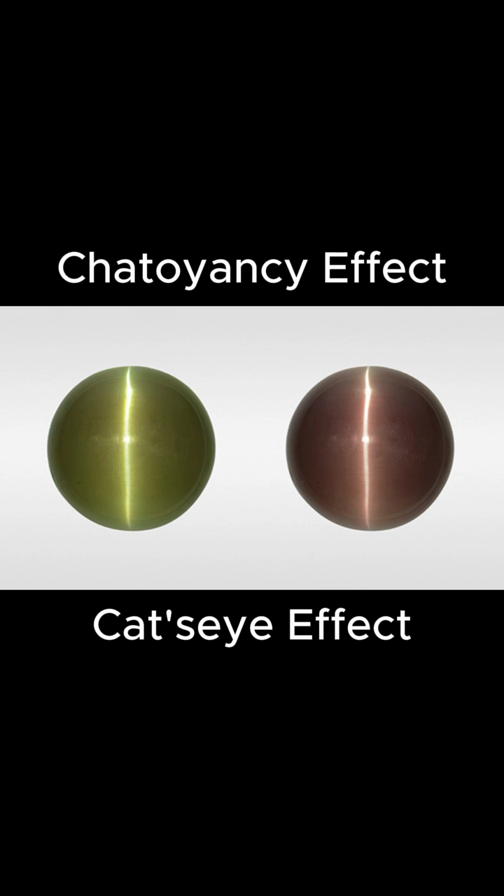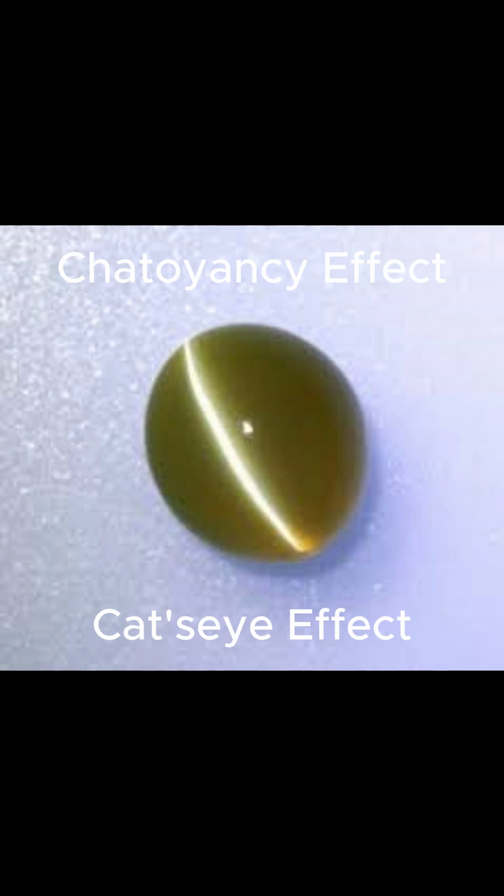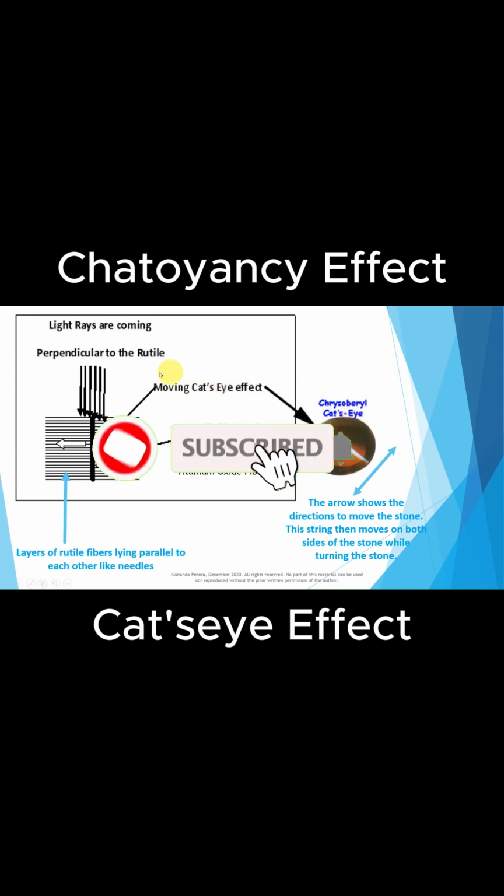Now we are moving to how the star is created, how the star occurs inside the stones. We need to understand this very well, so carefully listen to this. Light rays are coming perpendicular to the rutile. These are the rutile needles, needle-like rutile lines. All the lines are parallel. These are inside the gemstone.